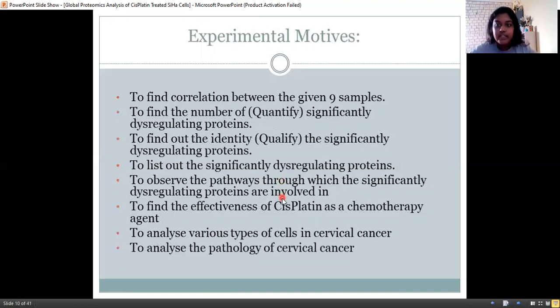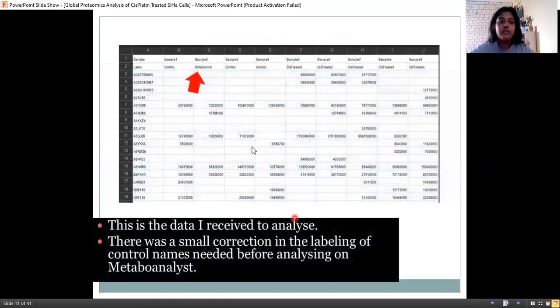I also wanted to find the effectiveness of cisplatin as a chemotherapy agent or drug. And in the process, I obviously had to analyze various types of cells in cervical cancer and the pathology of cervical cancer. So this was the data I got to analyze, and there was a small correction required.